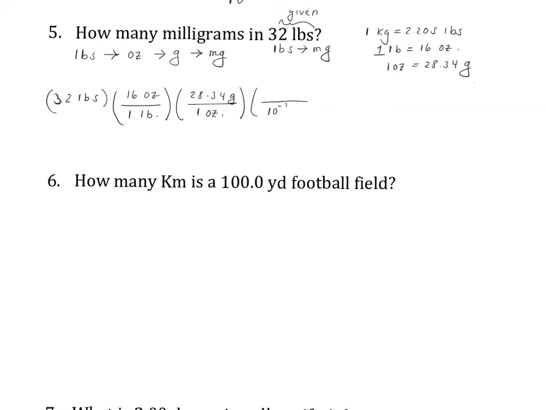We have 10 to the negative 3 grams is 1 milligram. Our grams cancels out, ounces cancels out, and pounds cancels out. And when you plug this in your calculator, it should be 1.5 times 10 to the 7th milligrams. This should be reported to two significant figures.